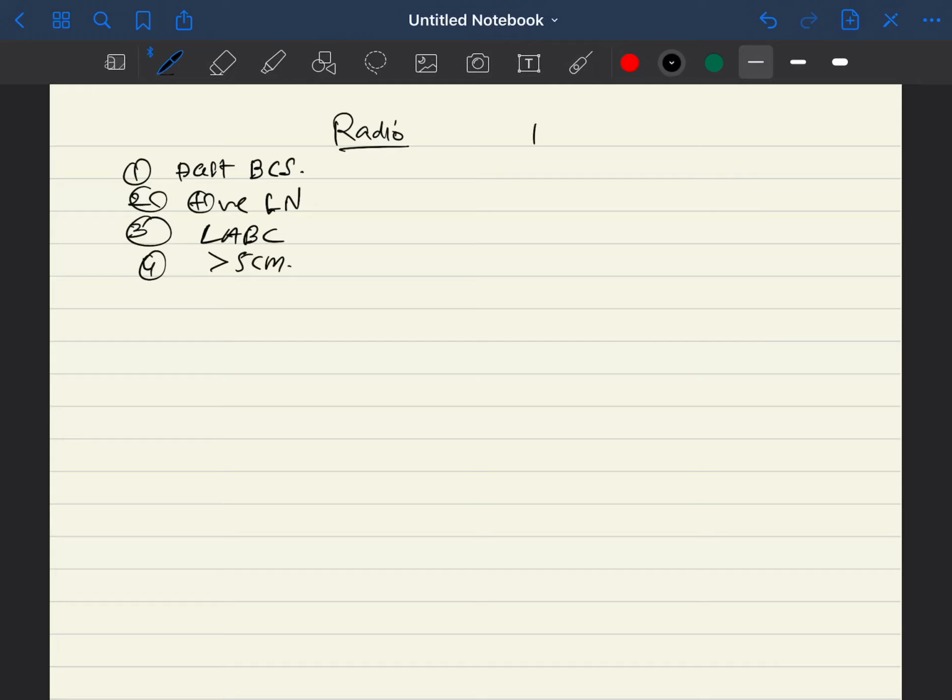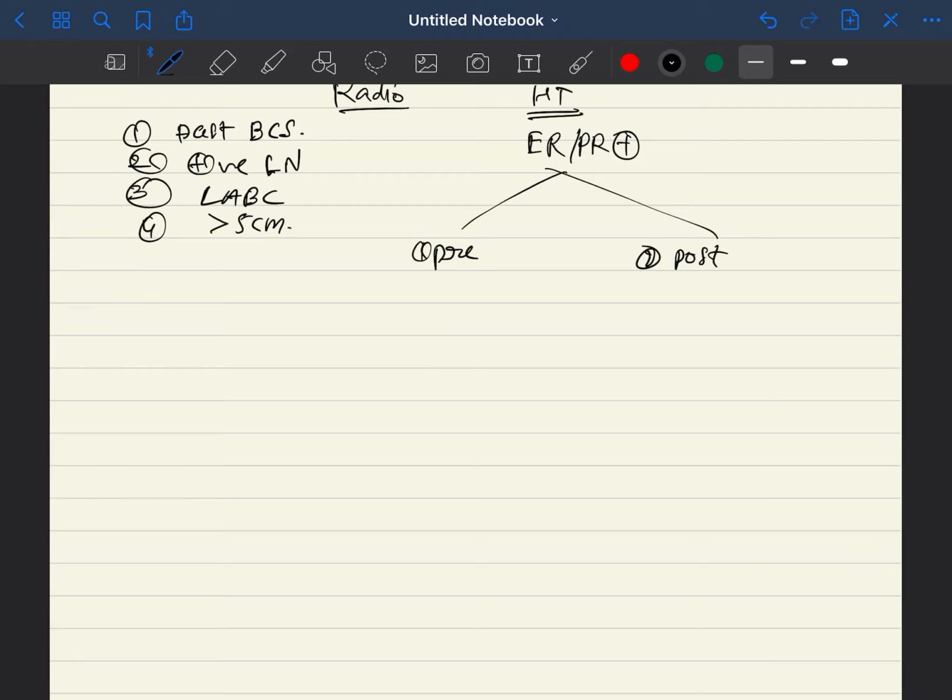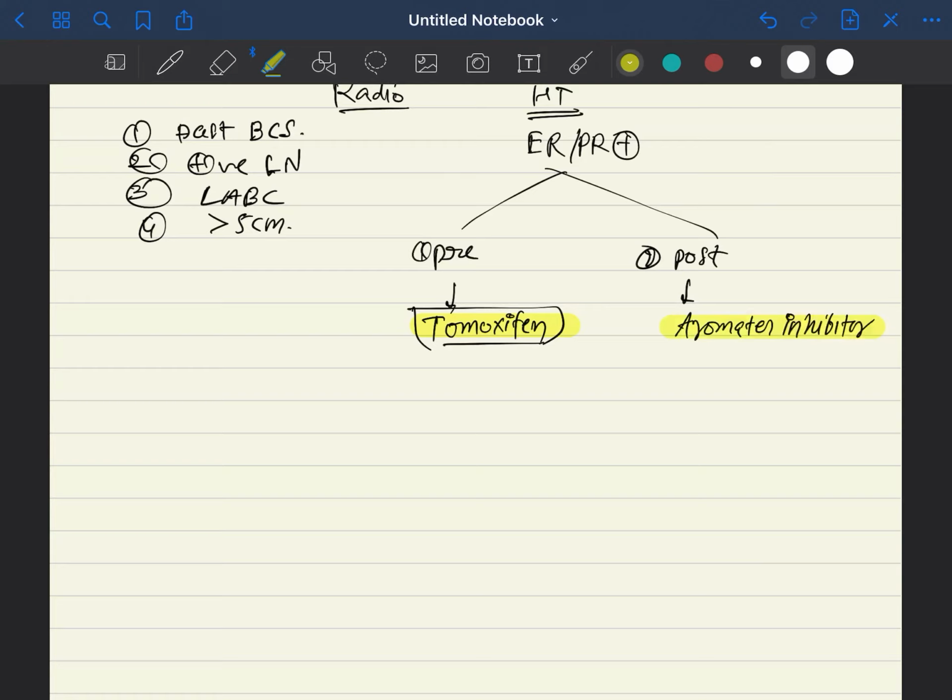Now we will read about the hormonal therapy. Hormonal therapy is given only if the tumor is estrogen receptor or progesterone receptor positive. Okay, there can be two types of hormone therapy: premenopausal or postmenopausal. Premenopausal, we give tamoxifen. Alright, if premenopausal, we give tamoxifen. If postmenopausal, we give aromatase inhibitor.